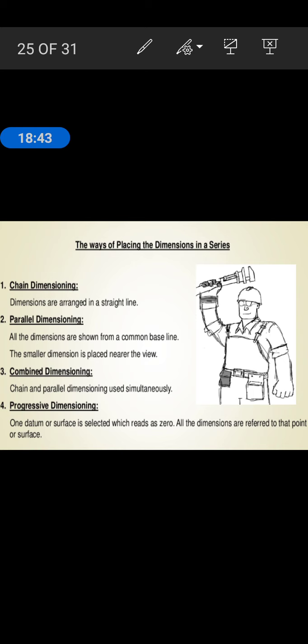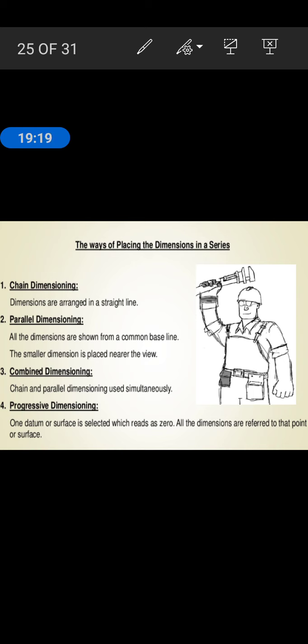In this slide we see the placement of our dimensioning. There are basically four types. The first one is chain dimensioning, then parallel dimensioning, combined dimensioning, and the fourth one is progressive dimensioning. In chain dimensioning, the dimensions are arranged one by one in a straight line. In a single line we can show all the dimensions. So this one is chain dimensioning.